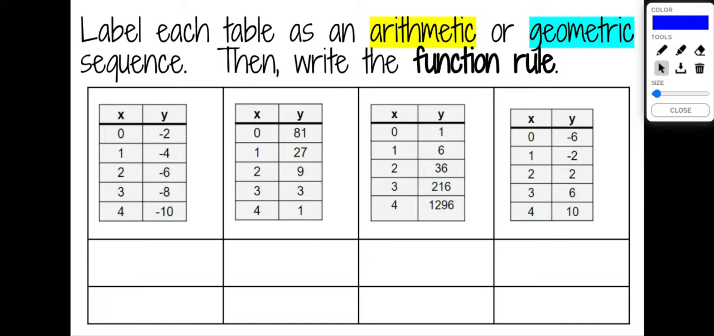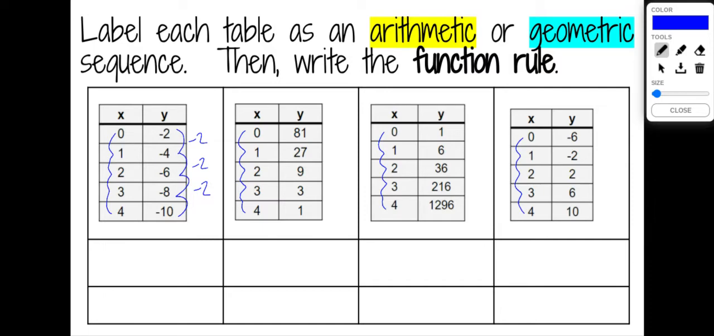So for our first table over here, let's get the marker going. I can see that the x values in every single table are always going up by 1. So that's just consistent. Okay, so let's just look at the dependent variable, the y. So let's look at the pattern that's happening here. It's very consistent. We're minusing 2, minusing 2, minusing 2.